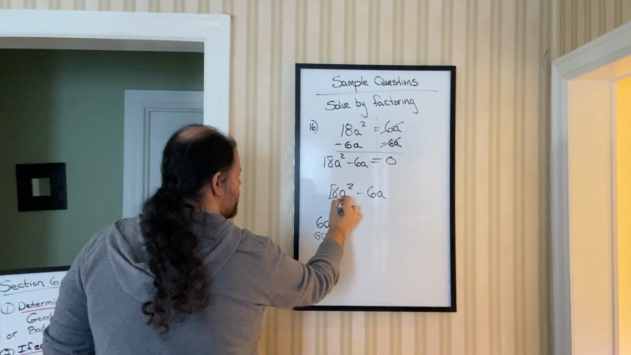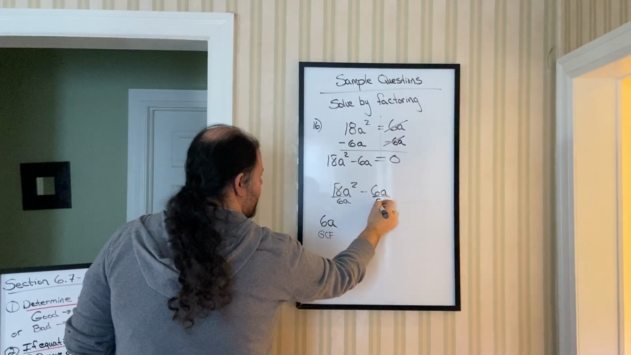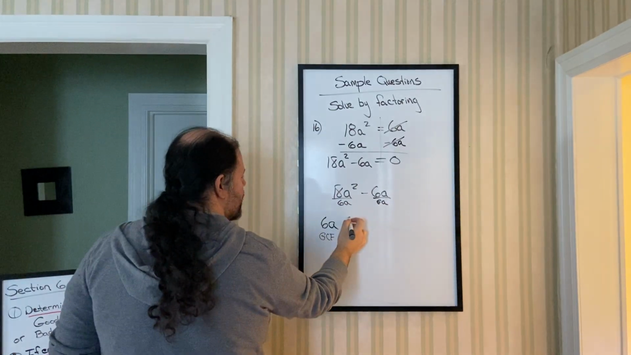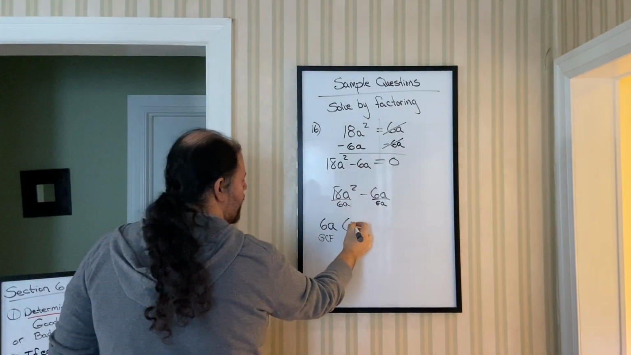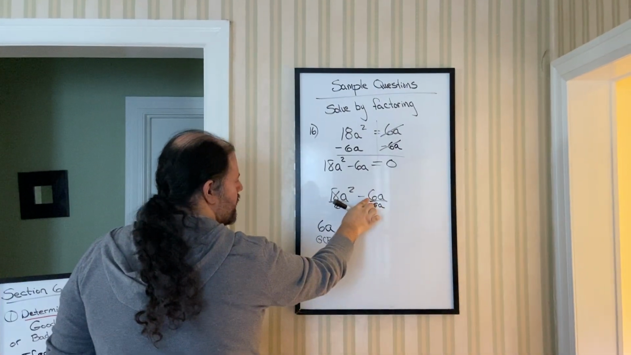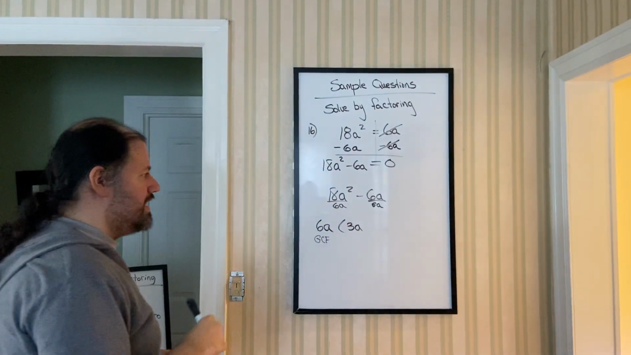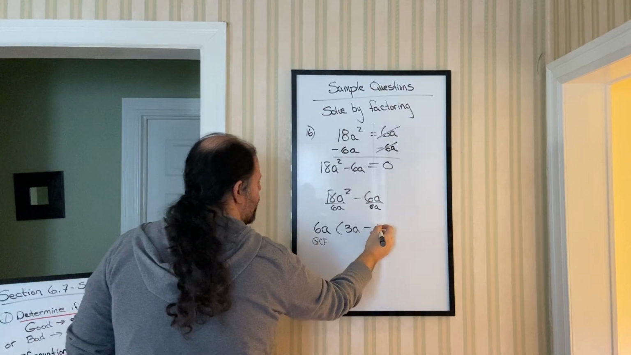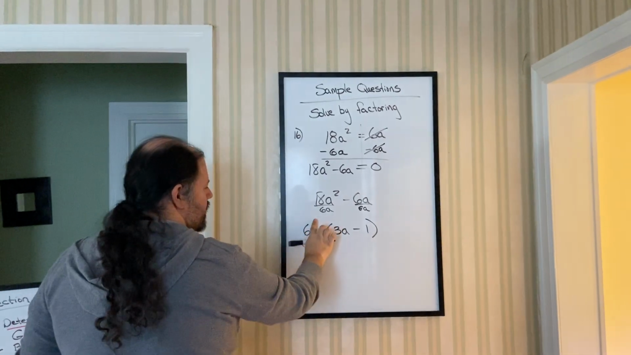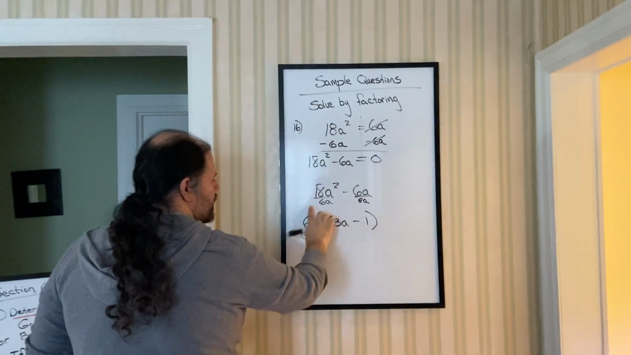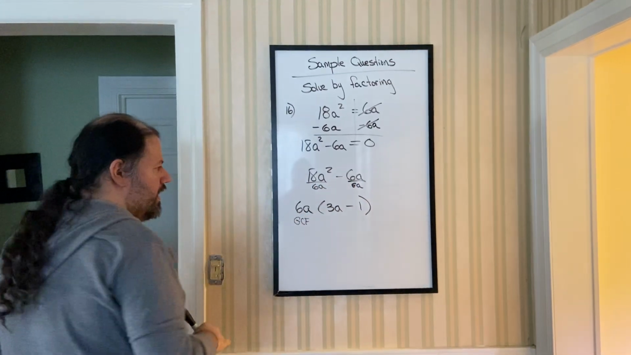So if I take out a GCF by dividing each term by 6a, then I'm going to be left with 3a, and then 6a divided by 6a. Anytime you divide by the same item, it's not 0, it's 1. Because if you don't put a 1 here, if you distribute, you're not going to get the original.